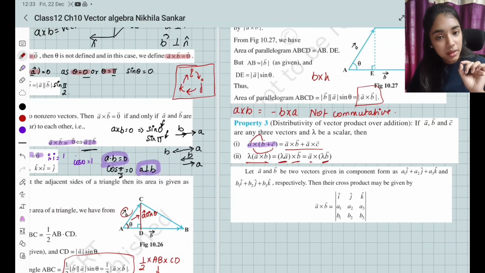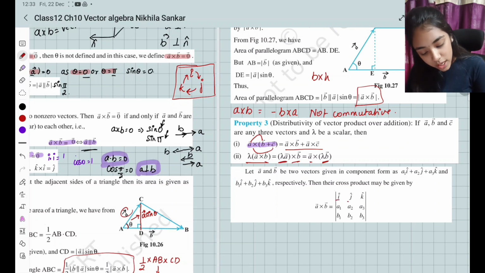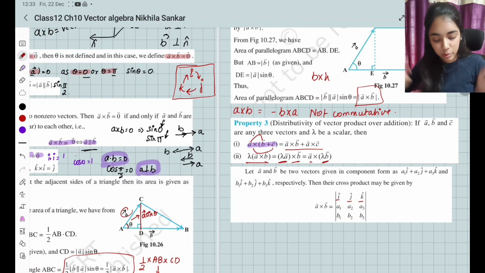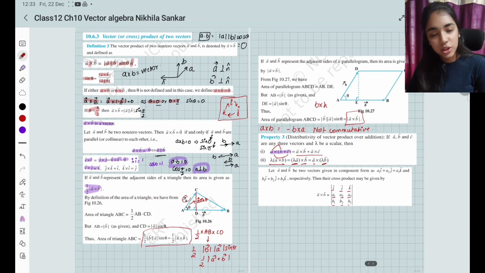How are we going to take the cross product? We are going to take it in terms of determinant. So first, we are going to write I, J, K, all three. Then in the next two rows I am going to write the coefficients of I cap, J cap and K cap, the components of I, J and K. So A1, A2, A3, B1, B2, B3. Okay, you will understand this better when we solve it.